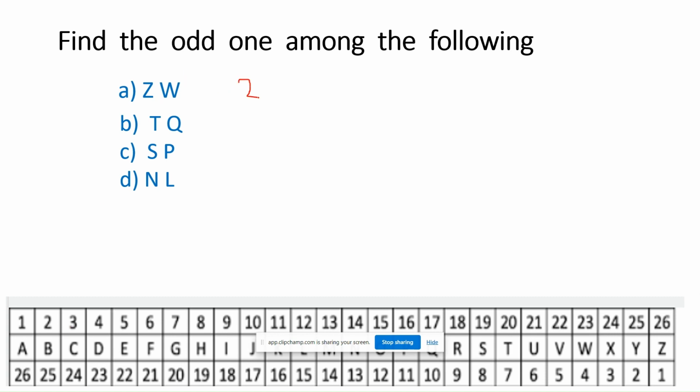Z has the number assigned as 26. So subtract and see. First, let us subtract with W. W is having what number? That is 23. Now you subtract. 26 minus 23 is nothing but 3.